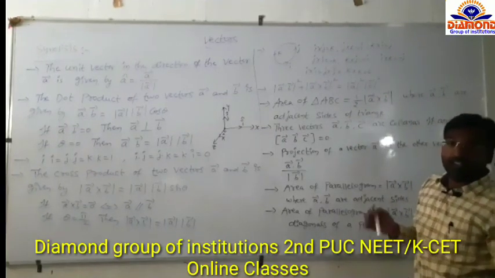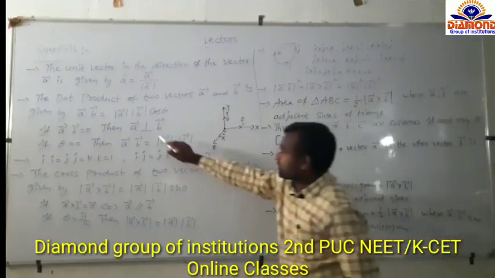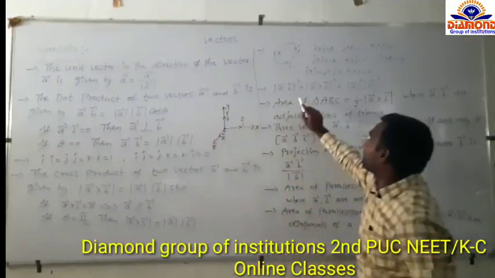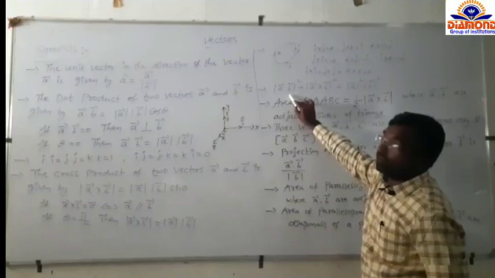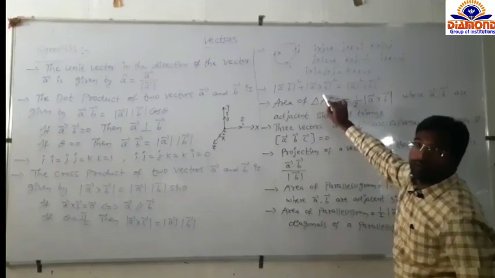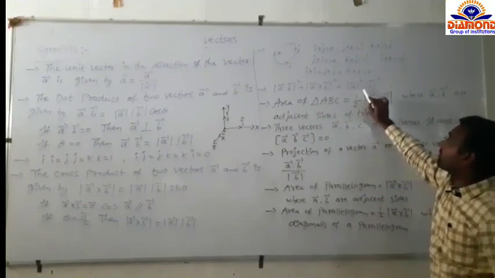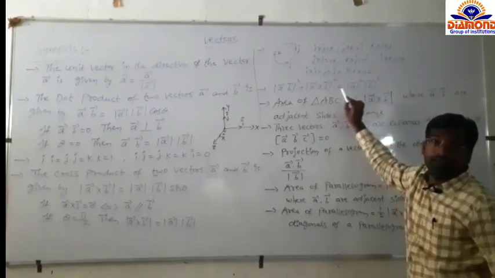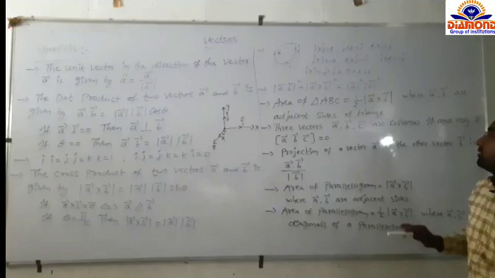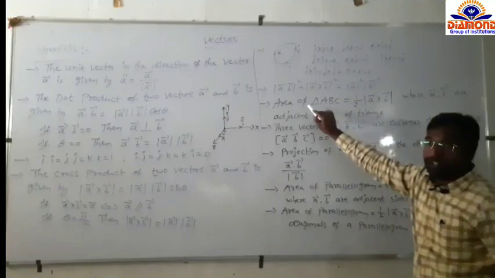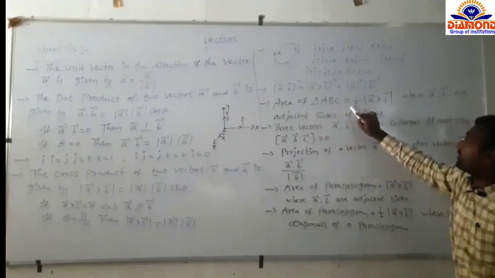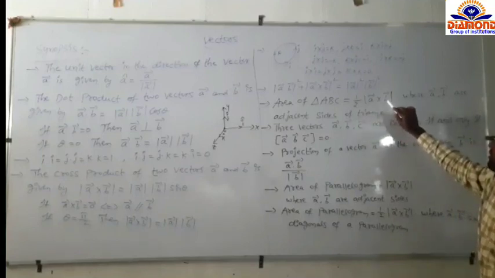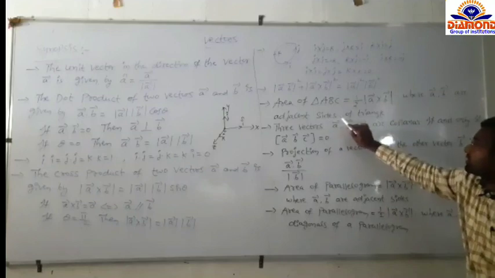So next, the relation between dot product and cross product is modulus of a dot b whole square plus modulus of a cross b whole square equal to mod a square into mod b square. This is the relation between dot product and cross product. Next, area of the triangle. Area of the triangle equal to what? 1 by 2 modulus of a cross b, where a bar, b bar are adjacent sides of a triangle.